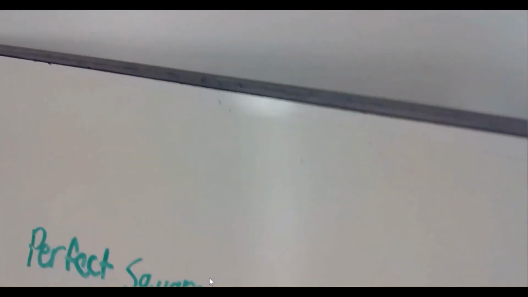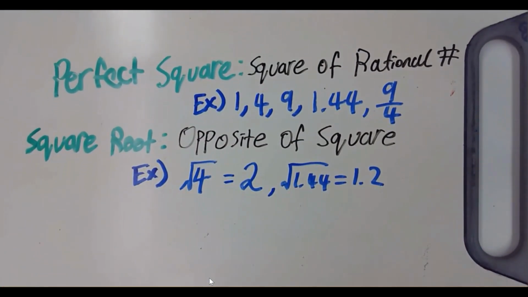And here are a couple more definitions on the back. Perfect squares are squares of rational numbers. For example, 1 is a perfect square because 1 squared is 1. And 4 is a perfect square because 2 squared is 4. And 9 is a perfect square because 3 squared is 9. 1.44 is a perfect square because 1.2 squared is 1.44. And 9 over 4 also is a perfect square because 3 over 2 squared is 9 over 4.